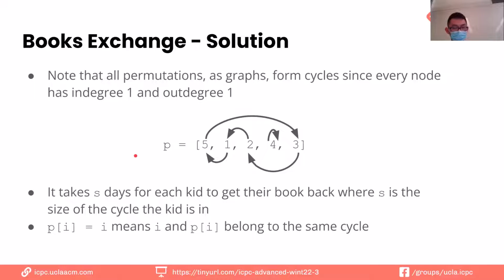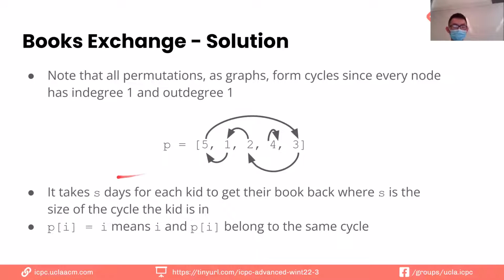And it takes S days for each kid to get their book back, where S is the size of the cycle the kid is in. So the first kid is in this cycle that has a size of 4. So his book goes to 3, goes to 2, goes to 1, and comes back. So that takes 4 days. And the cycle the fourth kid is in has a size of 1. So he gets his book back the next day.